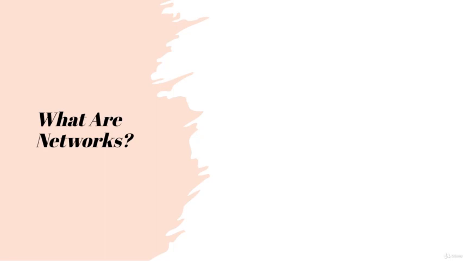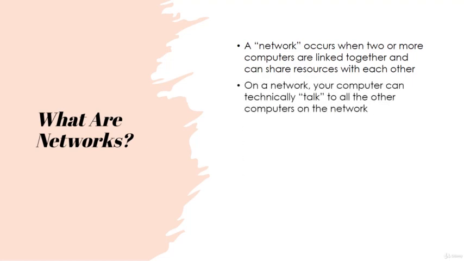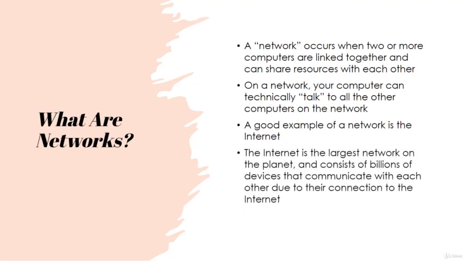So let's go right ahead and jump in here into what exactly networks are. A network occurs when two or more computers are linked together and can share resources with each other. On a network, your computer can technically talk to all the other computers on the network, right? If they're all connected, then they can communicate back and forth and get access to different types of information. A good example of a network is the internet. The internet is the largest network in the world, and it consists of billions and billions of devices that communicate with each other due to their connection through the internet.